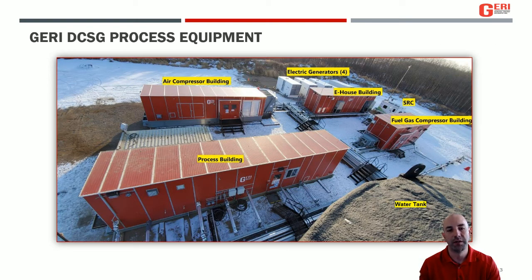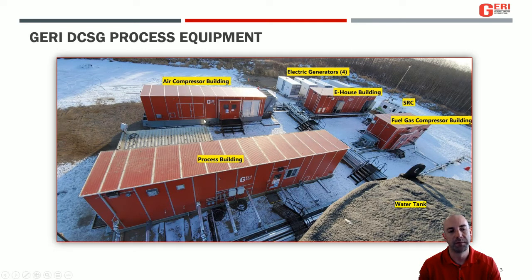Here's an overview of the Jerry process, how we've developed it. We have electric generators running in the back here. This provides power to the e-house, which is supplying power to the air compressors. It's providing power to the fuel gas compressors, building heaters, lights, control valves, that kind of thing. So in this system, there's three inputs. You've got your air, you've got your fuel, and you've got your water, and these all go into the process building, and from there the steam is created.